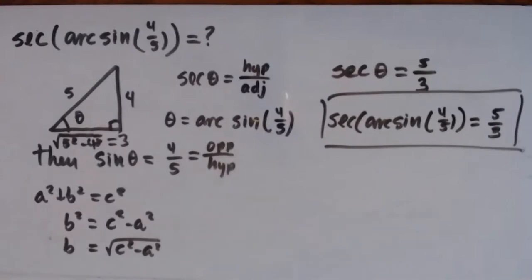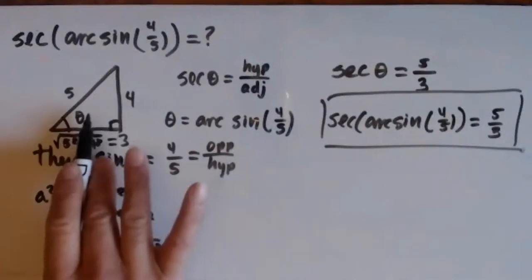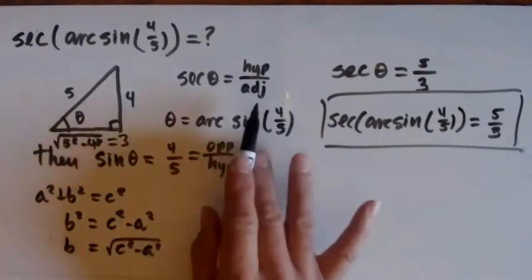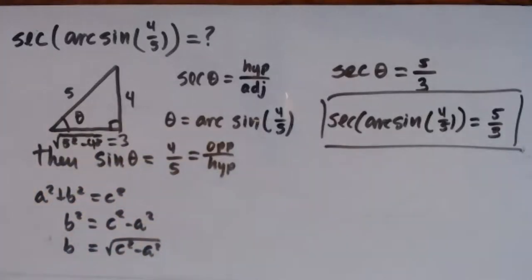Everybody fine with this one? Everybody alive? Okay. Any question here in this problem? Remember, what we're using, a right triangle, the definitions of the trigonometric ratios.